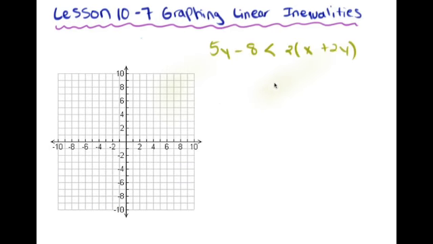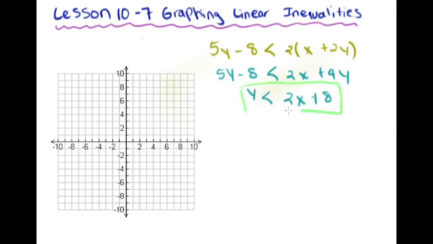Okay, here's the second problem. 5y minus 8 is less than 2 times the quantity x plus 2y. So let's simplify it. 5y minus 8 is less than 2x plus 4y. And then move the y's to one side and all the other terms to the other to get y is less than 2x plus 8. And that's our equation with the y isolated.